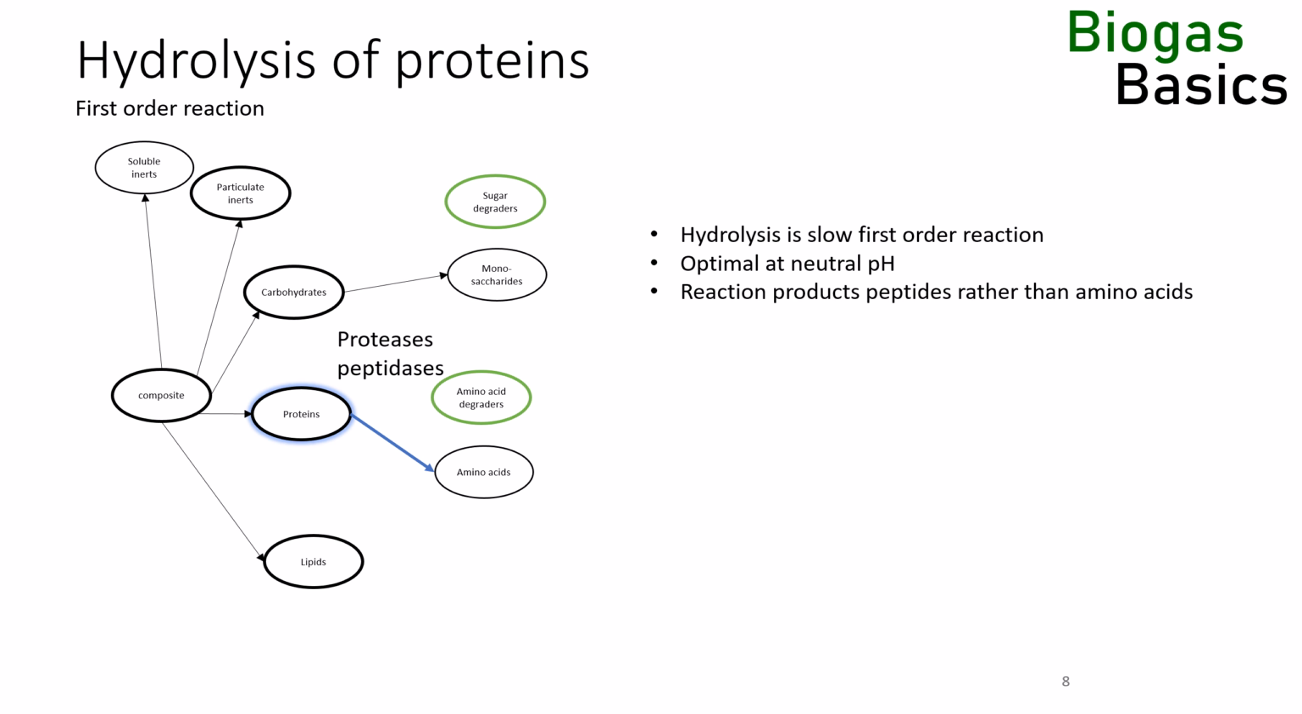The next group of biopolymers in the ADM1 is the proteins. In the ADM1, the proteolysis is a first-order reaction. In reality, this reaction is catalyzed by fermentative bacteria producing proteases and peptidases. But in the ADM1, the concentration of fermentative bacteria or amino acid degraders does not impact the reaction.